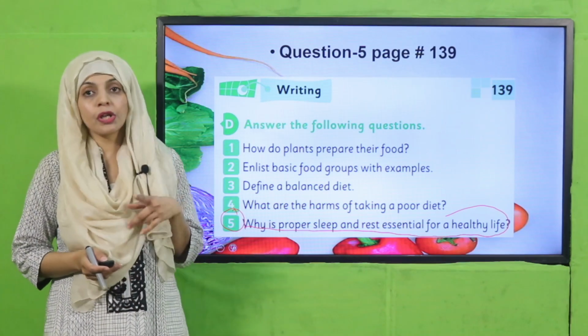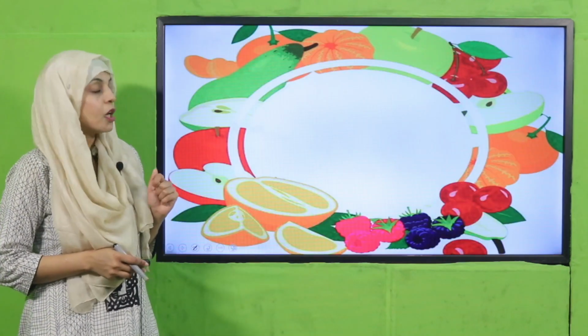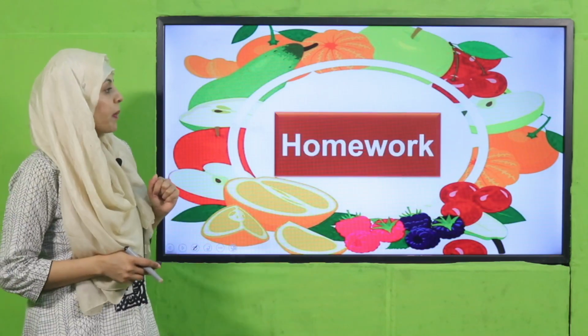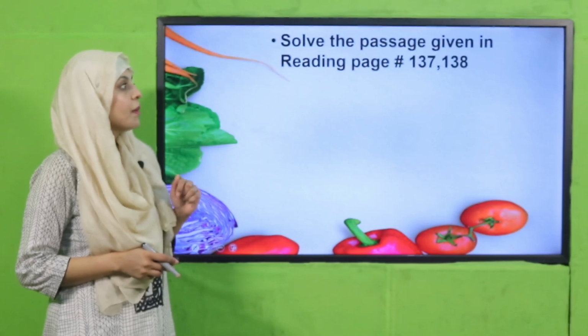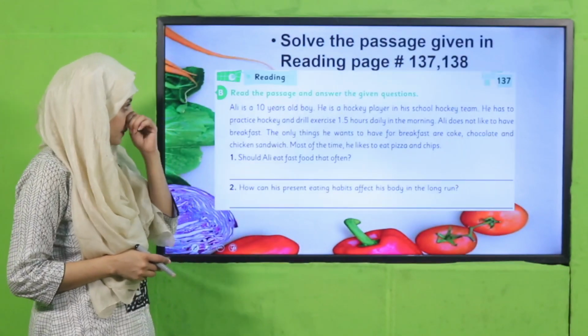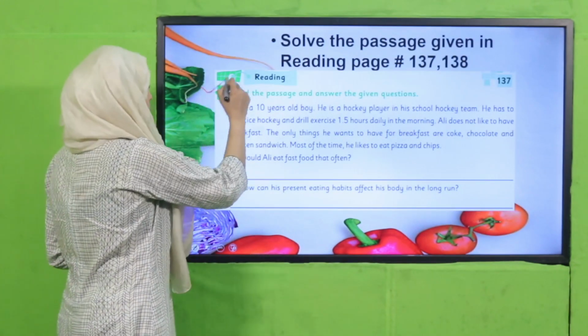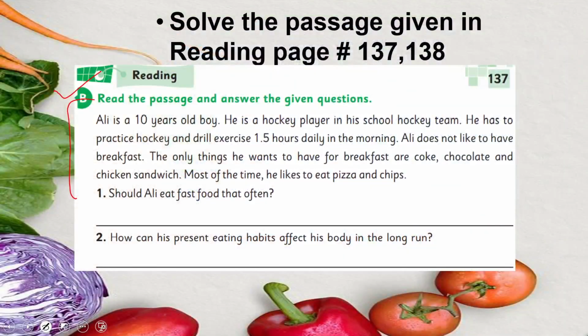So you will do this question in your notebooks for homework. So this is your classwork, sorry. So my dear students, now quickly note down your homework. Solve the passage given in reading page number 137 and 138. So here's a reading passage. Read it and then answer the questions.